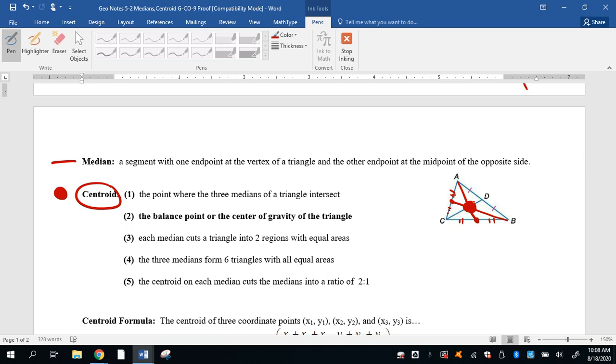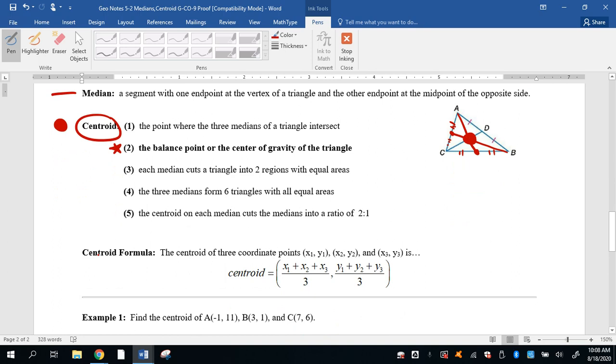You just need to know that the centroid is the balance point or the center of gravity, or in other words, is the middle of your triangle. So when you want to find the centroid coordinate point, you are averaging the x values and you're averaging the y values. And again, that helps us to understand why that is the balance point or the center of gravity.